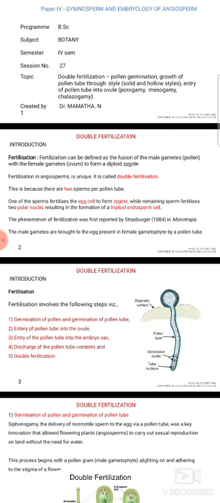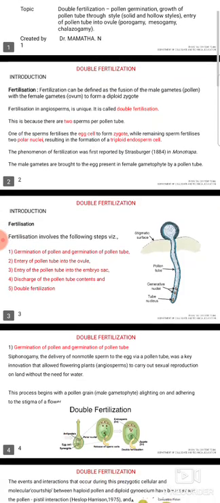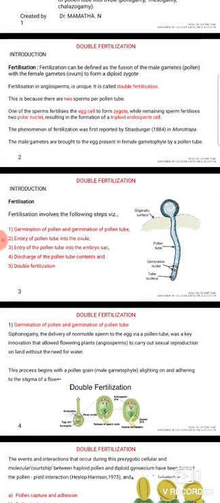One of the sperm fertilizes the egg cell to form a zygote, while the remaining one fuses with the polar nuclei, resulting in formation of a triploid endosperm cell. The phenomenon of fertilization was first reported by Strasburger in Monotropa. The male gametes are brought to the egg present in the female gametophyte by a pollen tube.